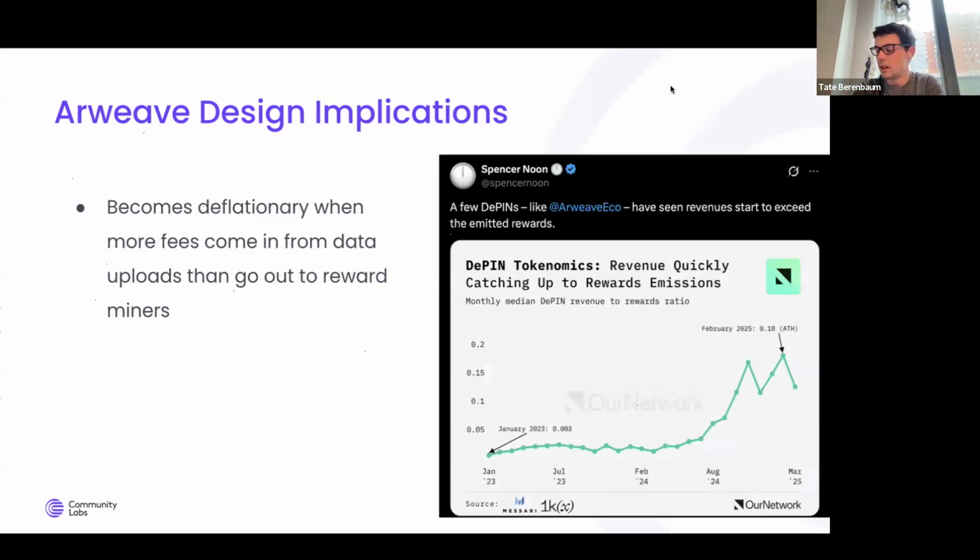The other really cool outcome of this that's actually quite new, it's more recently being seen, is that Arweave becomes deflationary when more fees are actually coming in for data being stored than what goes out to reward miners for proving that they are storing that data. And that's really cool because the economic mechanism behind that essentially reduces the supply.